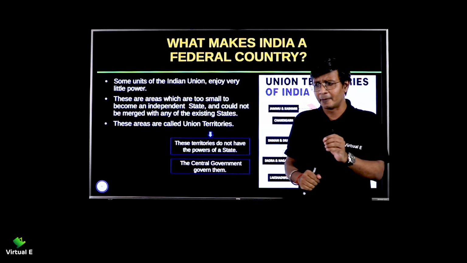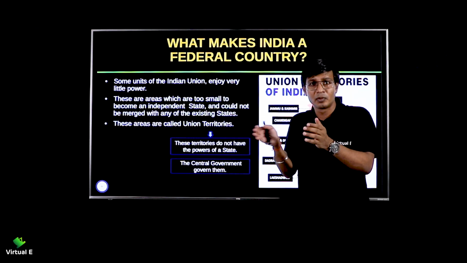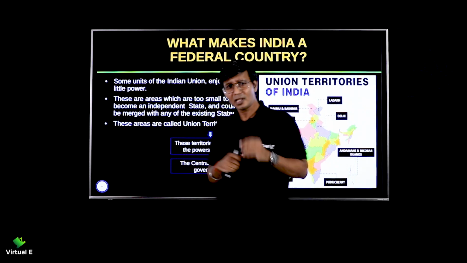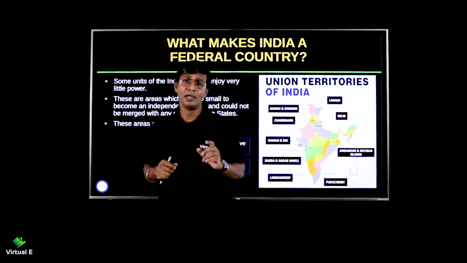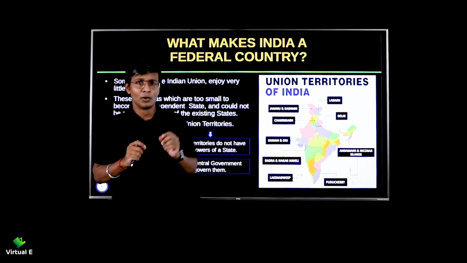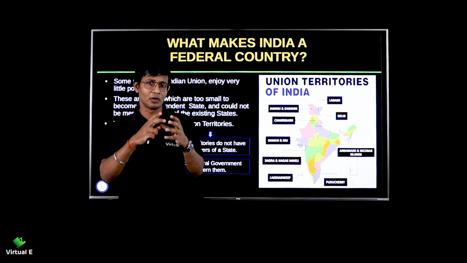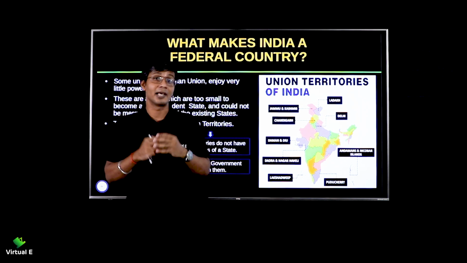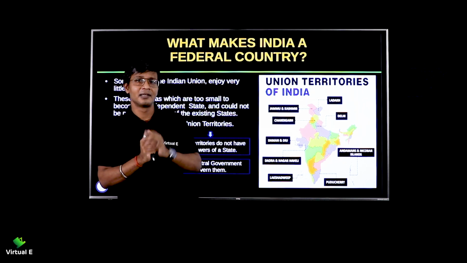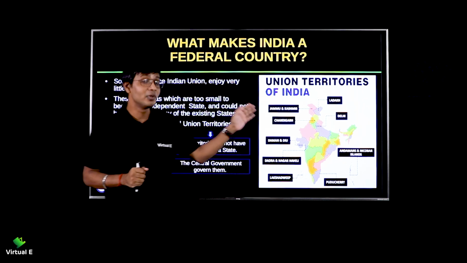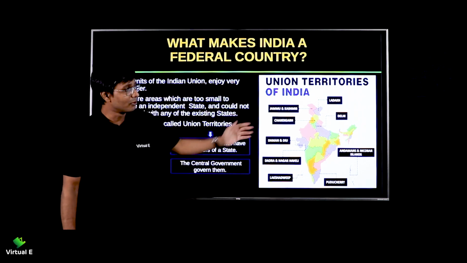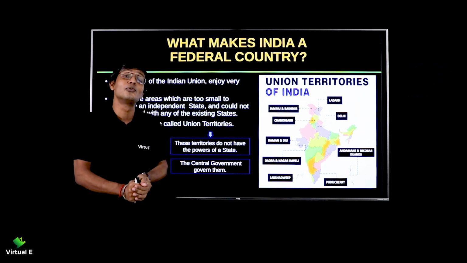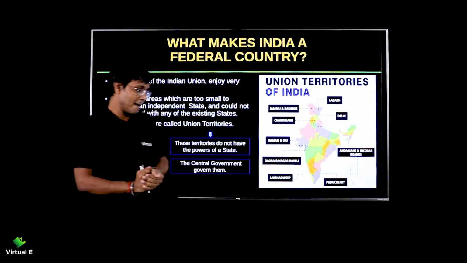Now, as I said, there are other units which also have separate power, and we call them union territories. First, you need to have the definition. Union territories are so small that they cannot be called a state, but they are so complex and diverse that they cannot be merged with any state. That's why they are known as union territories. You can see the union territories on an updated map. We have Jammu and Kashmir and Ladakh as two new union territories.